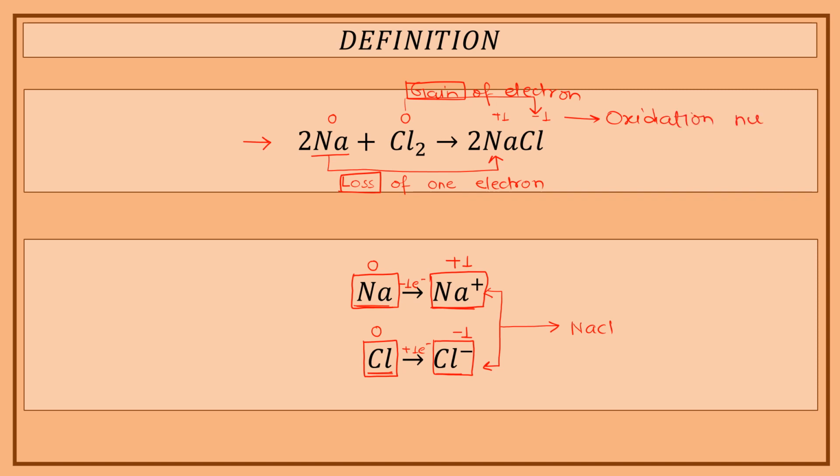The purpose of calculating oxidation number is to track the loss or gain of electrons between atoms and molecules in a chemical reaction. So in the remaining part of this video, we will focus on the rules which will help us in calculating oxidation numbers of various atoms in a molecule. Let us move ahead and see these rules.